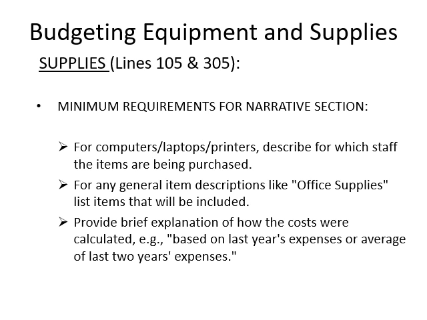The minimum requirements for the narrative section of the supplies category are as follows. For computers, laptops, printers, you need to describe for which staff the items are being purchased. For any general item descriptions like office supplies, you need to list the general items that will be included. You need to provide a brief explanation of how the costs were calculated. For example, were they based on last year's expenses or an average of the last 2 years' expenses, that type of thing.